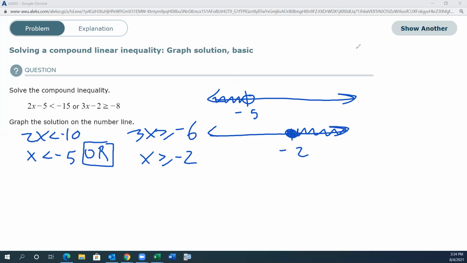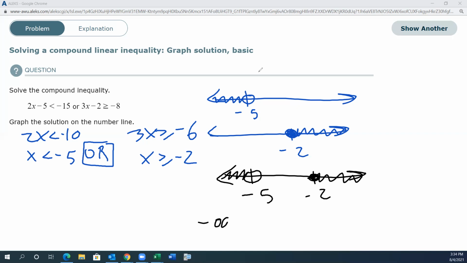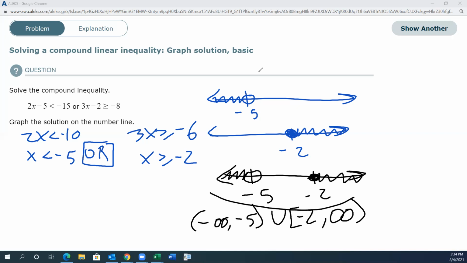So our solution region on the number line, you know what, let me change colors because that'll be more fun for everybody. Our solution region on the number line for this one is going to look like this. And in interval notation, it would be negative infinity to negative 5 with a parenthesis, union to connect that connects the two pieces of the solution set, negative 2 to infinity. But this is what they're looking for on this one.